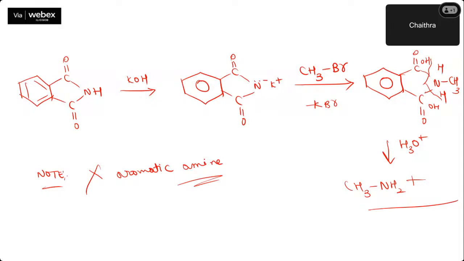So these are all the preparation methods. Any doubts, you can ask me. In this class, we have completed Hoffmann's ammonolysis, which is a method to prepare primary, secondary, tertiary and quaternary amines together. Is that a good method? Since you are getting a mixture, it's not a good method.